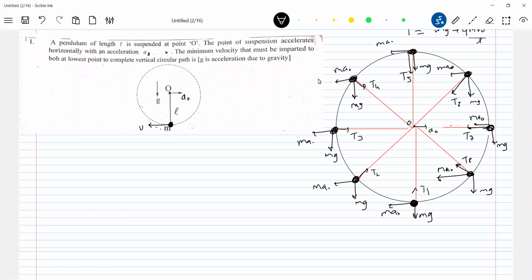And at several points, it will have velocity. So how the velocity here, you can write it. We have imparted velocity u. Here it will have v2, v3, v4. Now with respect to which frame are we discussing? With respect to O. v6, v7, v8.